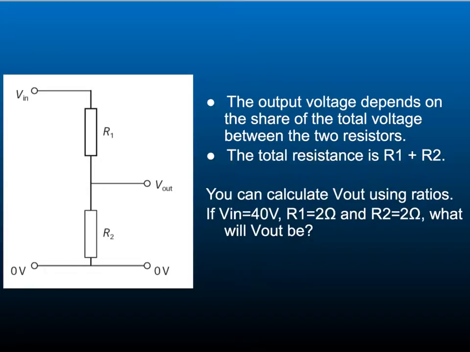The output voltage depends on the share of the total voltage between the two resistors. The total resistance, because the resistors are connected in series, is R1 plus R2. You can calculate V out using ratios. If V in is 40 volts, R1 is 20 ohms and R2 is 20 ohms, what will V out be? So here we have that both resistors are equal. And if both resistors are equal, then the voltage will split equally between them. So this will give us 20 volts over each resistor.